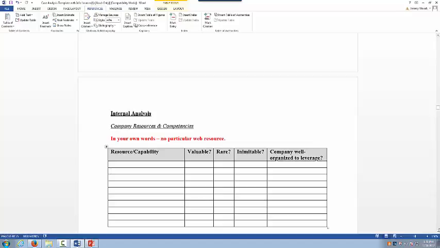So internal analysis, we're going to go over in class, and I will show you how to choose some resources or capabilities that the company has that are critical to its operations, and you're going to identify whether those resources and capabilities are rare, valuable, whether they're hard to imitate, and how well the company is positioned to leverage those resources.